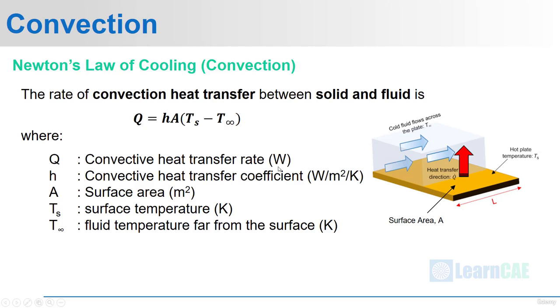Q is the convective heat transfer rate and the unit is watt. h is the convective heat transfer coefficient. The unit is watt per meter square per Kelvin. A is the surface area where heat transfer happens, and Ts is the surface temperature and T infinity is the fluid temperature far from the surface. Here we can see in the figure, the heat transfer happens from the surface to the cold fluid passing above it. Here we can represent the heat flux, the lowercase q, as the heat transfer rate divided by area, which is equal to h into Ts minus T infinity.